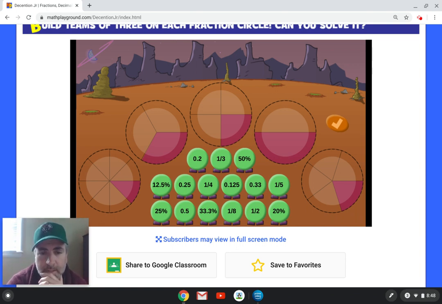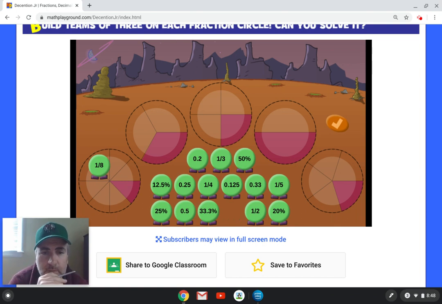So let's get started. I'm going to use the mouse so you can see. I'll start on the left and we'll go to the right. Let's take a look at the whole circle. The whole circle is divided into 1, 2, 3, 4, 5, 6, 7, 8 parts. So one out of the eight parts is shaded. That means that we are looking at 1/8.